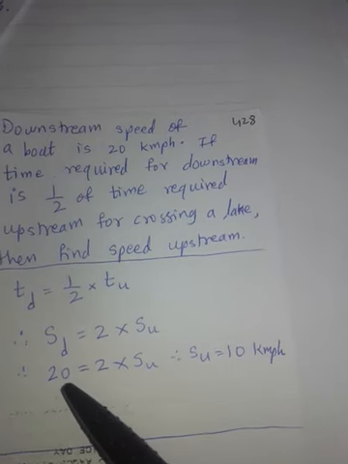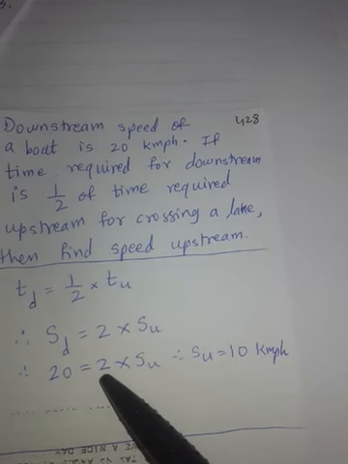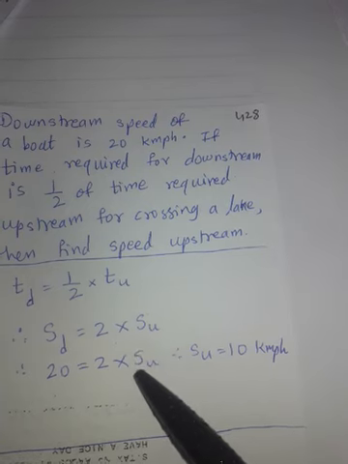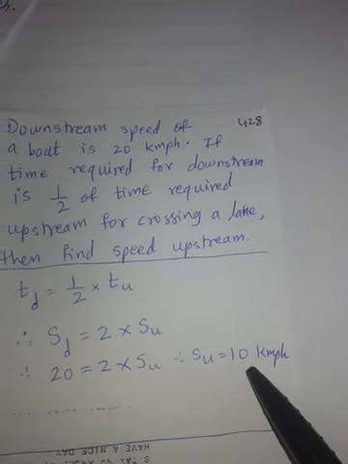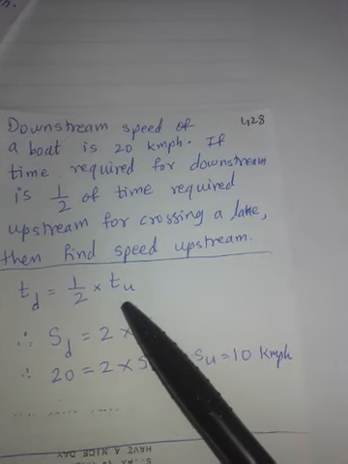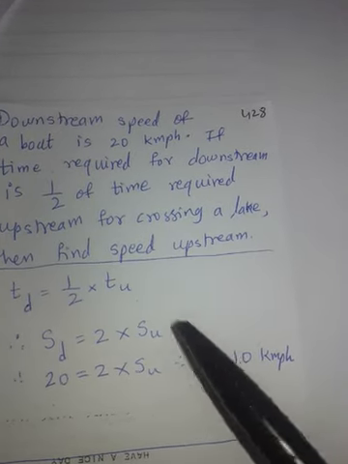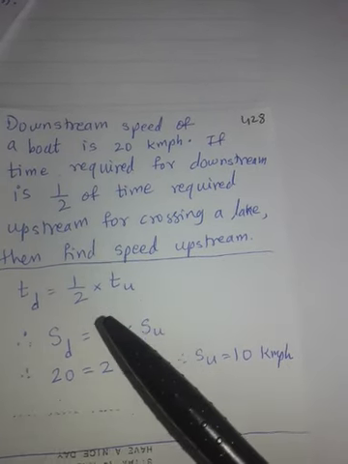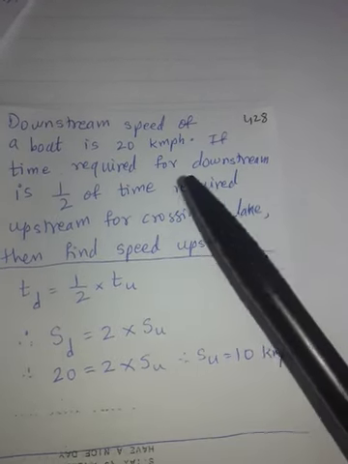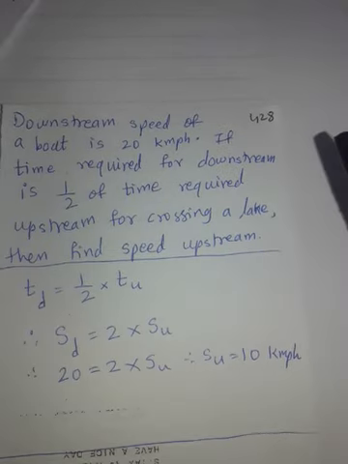Speed downstream is given to us as 20. So 20 is equal to 2 into speed upstream. So speed upstream is 10 kilometers per hour. With this relation, we can find the speed. Understood how to use this concept of inverse relation between speed and time for solving this type of problems?